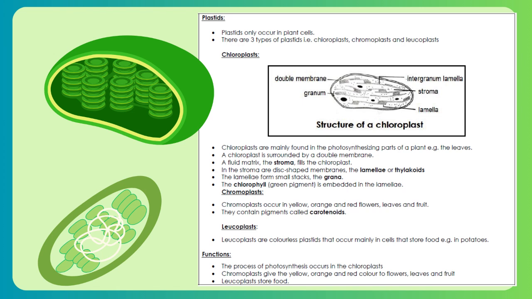Chromoplasts. Chromoplasts occur in yellow, orange, and red flowers, leaves, and fruit. They contain pigments called carotenoids. Leucoplasts. Leucoplasts are colorless plastids that occur mainly in cells that store food, e.g. in potatoes. Functions. The process of photosynthesis occurs in the chloroplasts. Chromoplasts give the yellow, orange, and red color to flowers, leaves, and fruit. Leucoplasts store food.